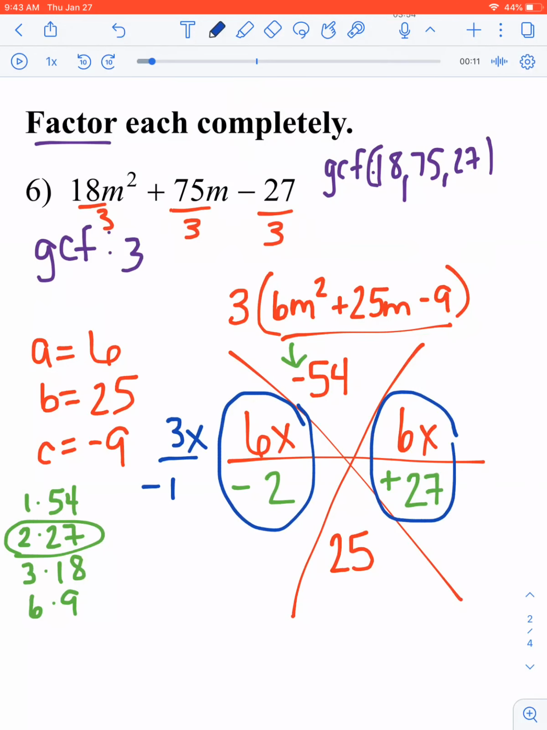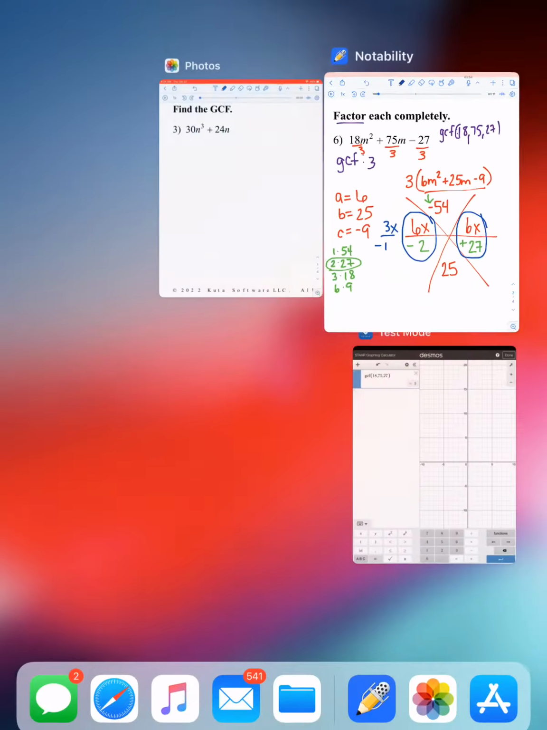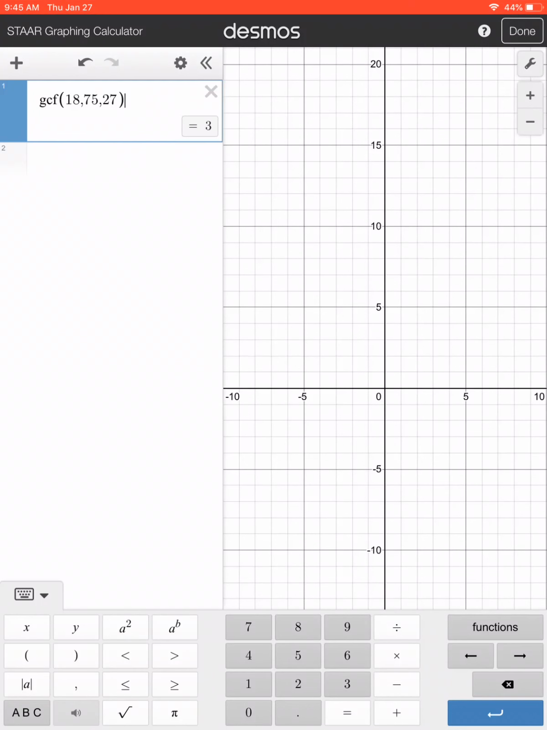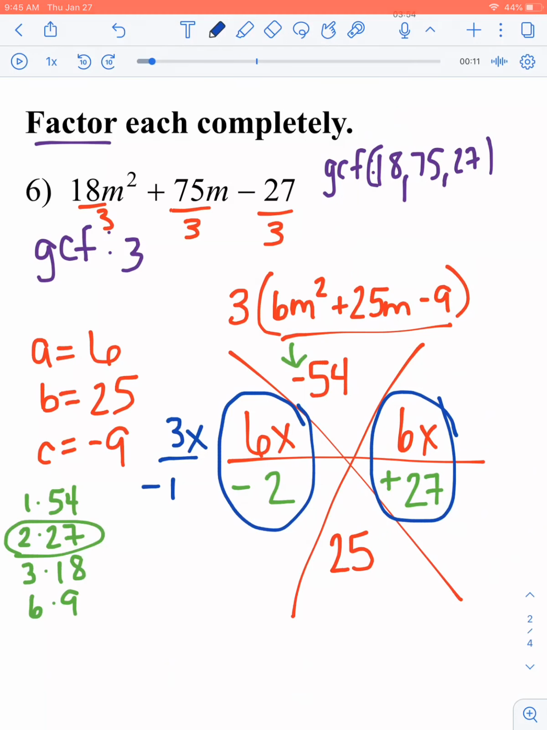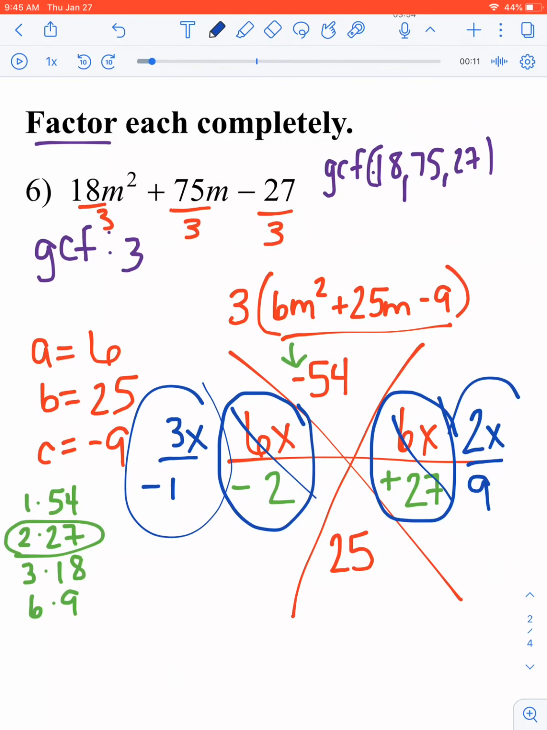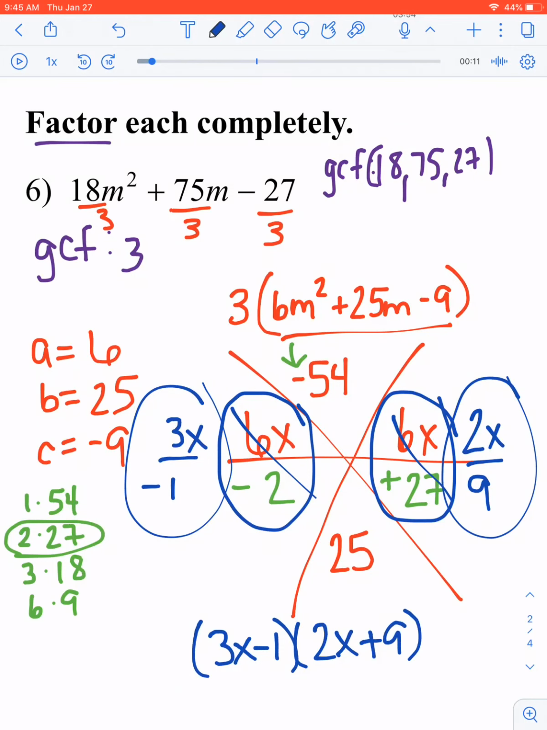If I do this, 6 divided by 27, I believe I get 2 over 9. So let's just check. 6 divided by 27, hit the fraction key, yeah, 2 over 9. So that's 2x over 9. So since these both reduce, this is my answer right here. So we're going to put our parentheses, 3x minus 1 and 2x plus 9. Don't forget your GCF, which is the 3 right here. And that would be your final answer.